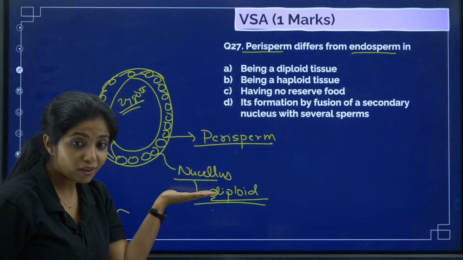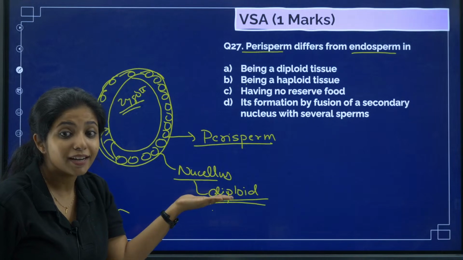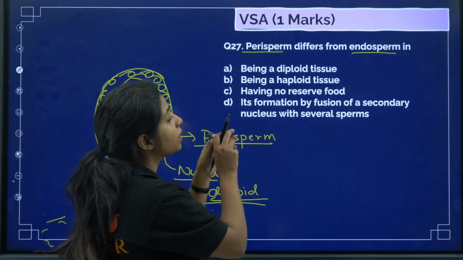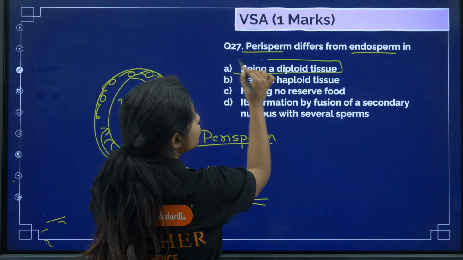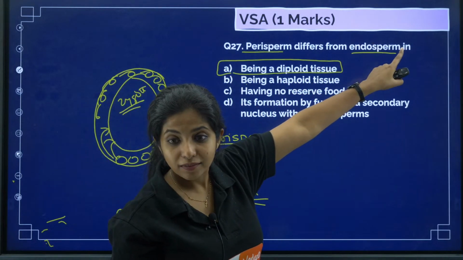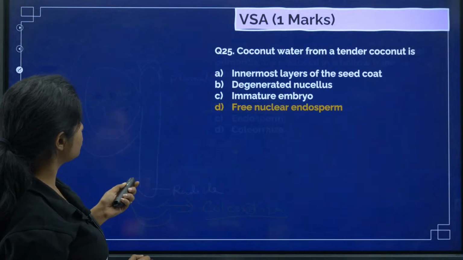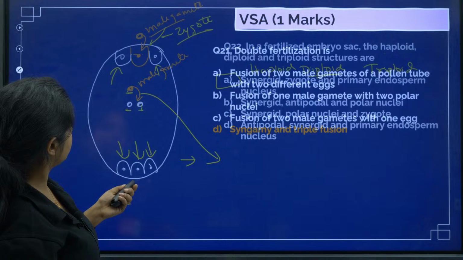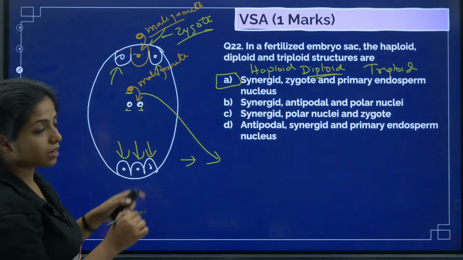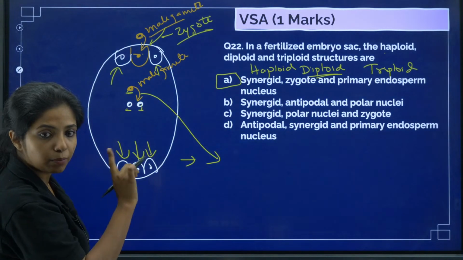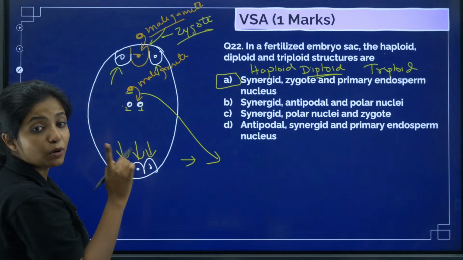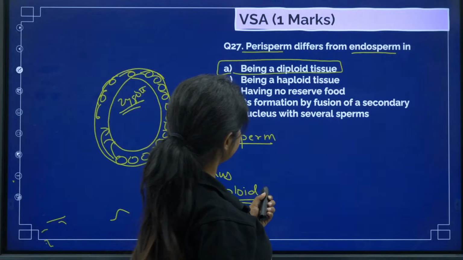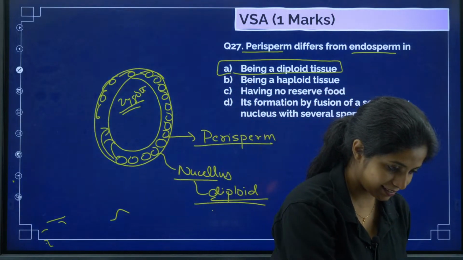Perisperm is made up of what? Nucellus. Nucellus is what? Diploid. So can I just say perisperm differs from endosperm in being a diploid tissue? Endosperm, which was there, it is not haploid or diploid, it is actually triploid. So now you tell me the answer. I already told you the answer, but yes.